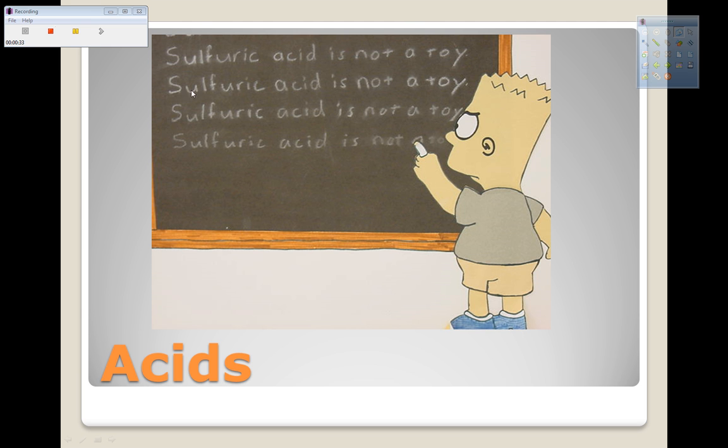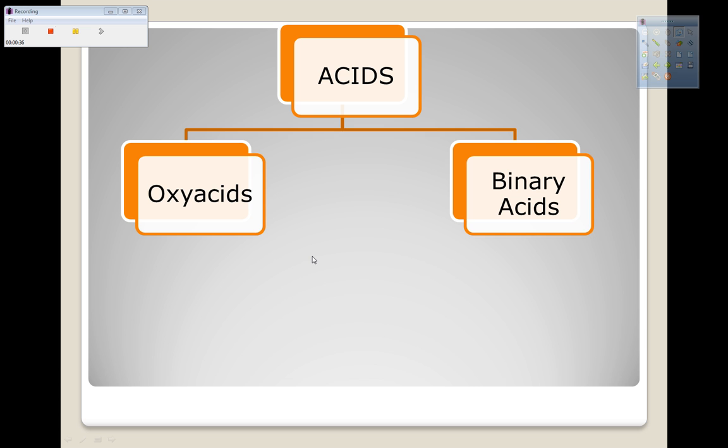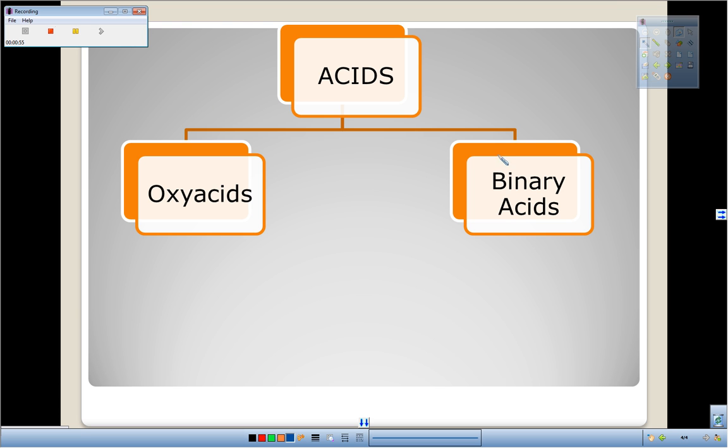So, there's two types of acids, oxyacids and binary acids. Binary, as many of you already guessed, means two. It does not mean a 0 acid and a 1 acid. Ha, ha, Miss J, you're so funny. It means binary has two elements.